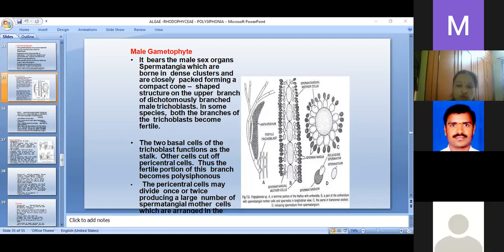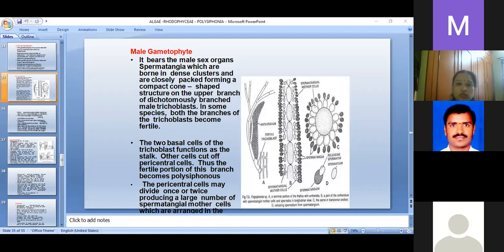It reproduces asexually by means of non-motile haploid spores called tetraspores. If asked about asexual reproduction in Polysiphonia, you can write down only the tetraspore condition. Here the carpospore germinates into a thallus called the tetrasporic thallus, which is in the diploid condition. This is a free-living diploid individual that reproduces asexually by means of non-motile haploid spores, called tetraspores.